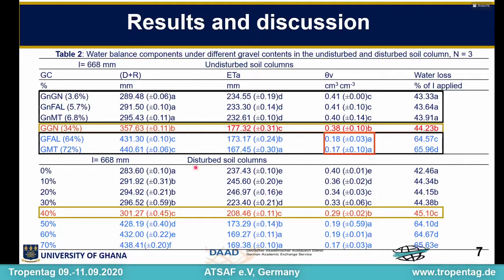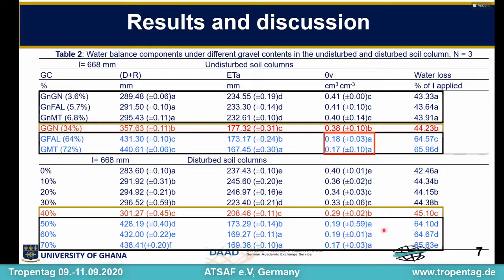So in the case of the disturbed soil samples, the gravel fractions we packed range from 0 to 70%. What we observe here is that once gravel content was 40%, anything more than 40% gravel content, the amount of water that was lost significantly increased to about 64% of the total amount of irrigation.